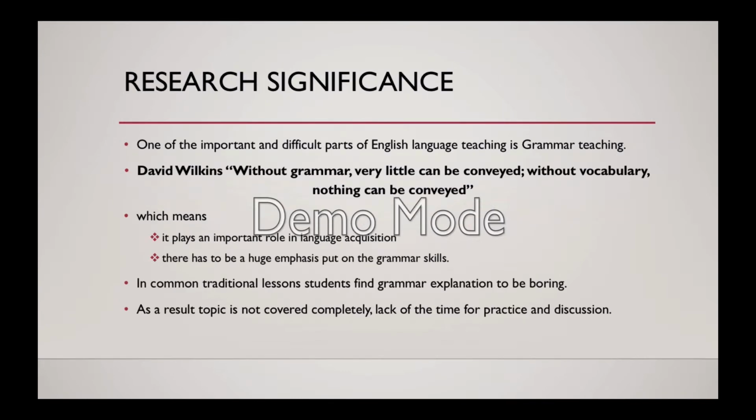The research significance, I think it's pretty clear that a very important and difficult part of English is the grammar. So as David Wilkins said, without grammar, very little can be conveyed. Without vocabulary, nothing can be conveyed, which I think means that it plays an important role in language acquisition, and we have to put a lot of emphasis on learning grammar skills.